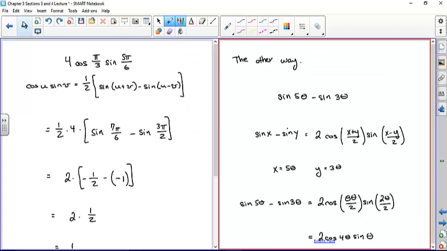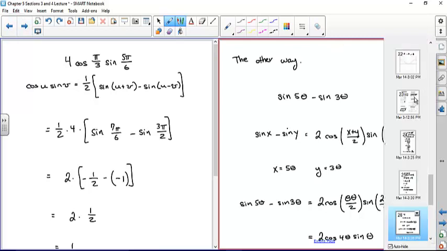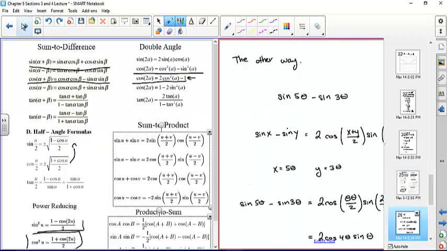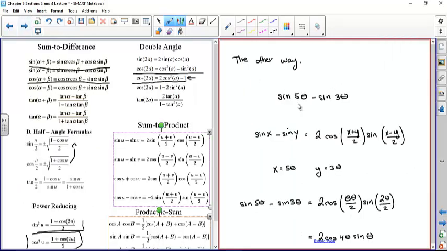Okay, now the last one is sum to product, I guess you would call it. Is that right? So let's take our formula sheet here. So if we had the sine of 5 theta minus the sine of 3 theta, so that's a difference, right? Sine of u minus the sine of v. That's equal to 2 cosine of u plus v over 2 times the sine of u minus v over 2. So again, we're just going to demonstrate how you would apply the formula.